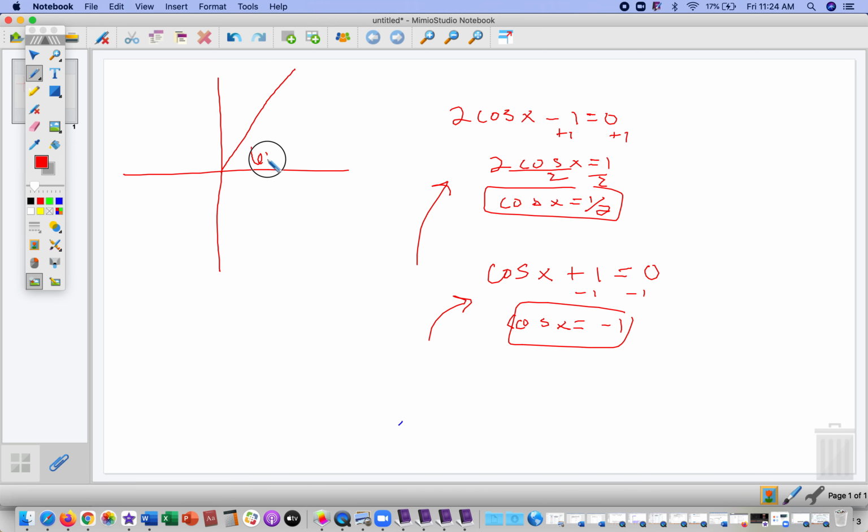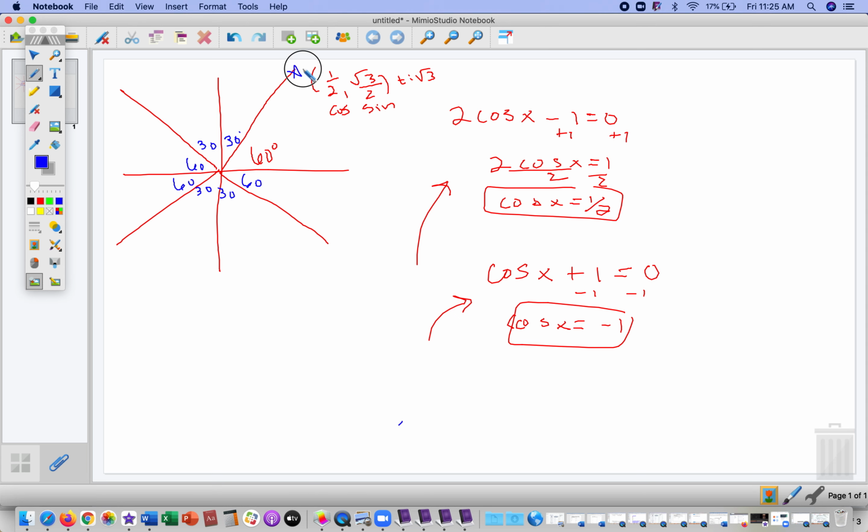So I know at 60 degrees, cosine is a half because it's 1/2, root 3 over 2. And tangent is root 3 up here. So cosine, sine. Can reflect, reflect, reflect. I'll fill in here 30, 30, 60, 60, 30, 30, 60.